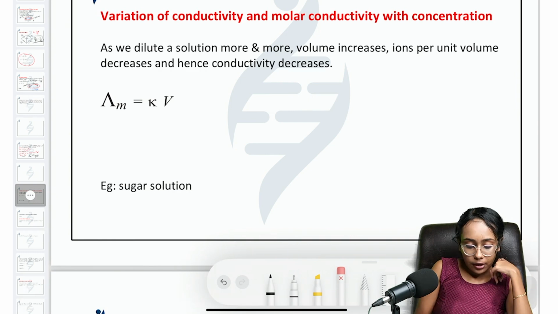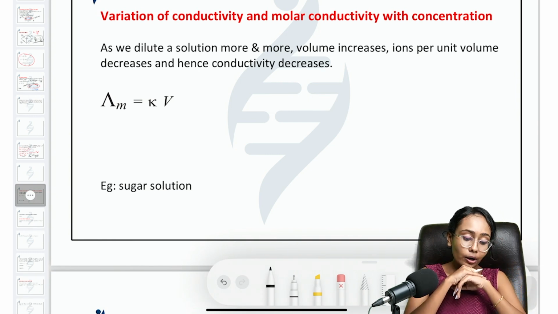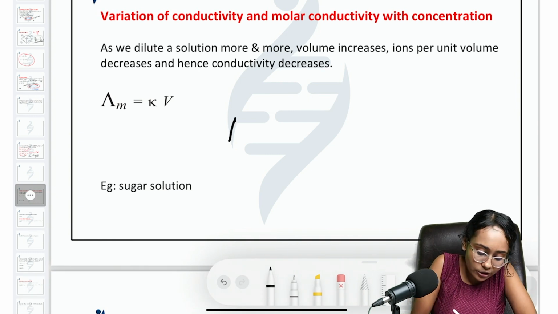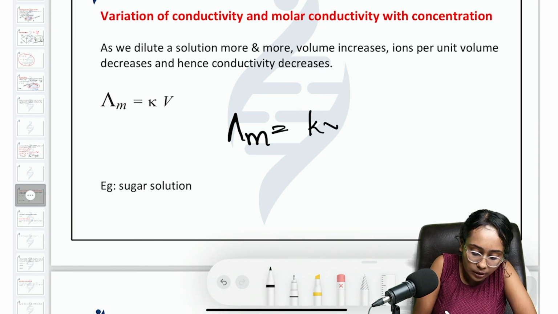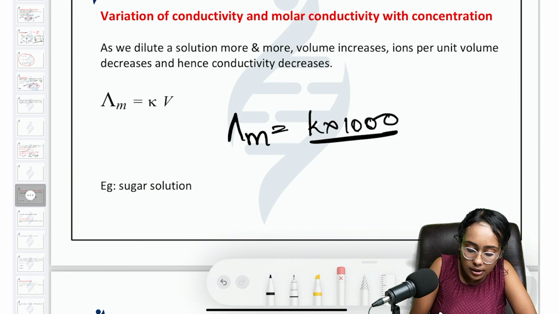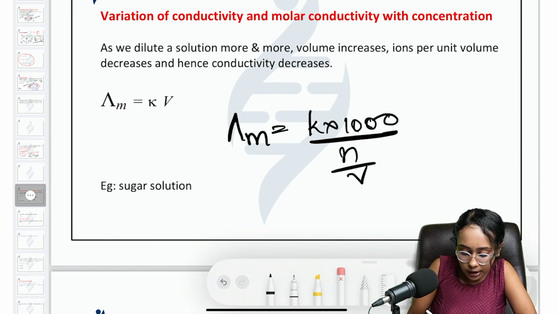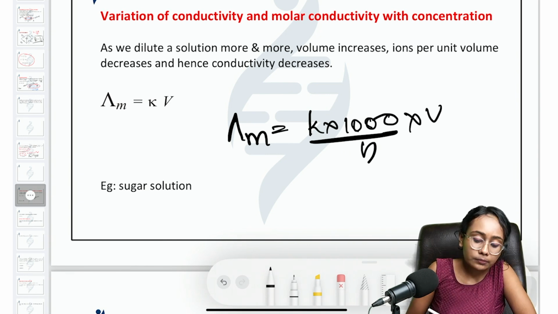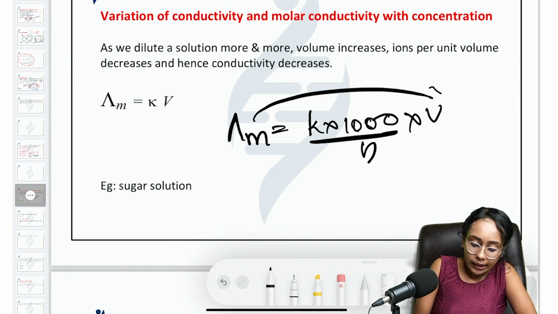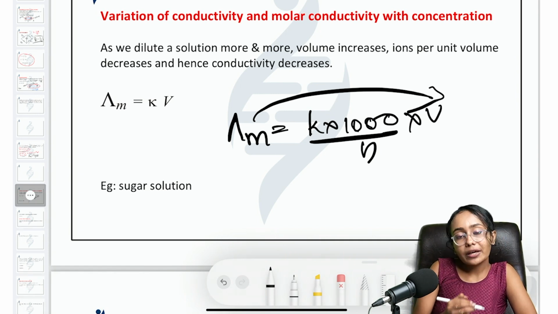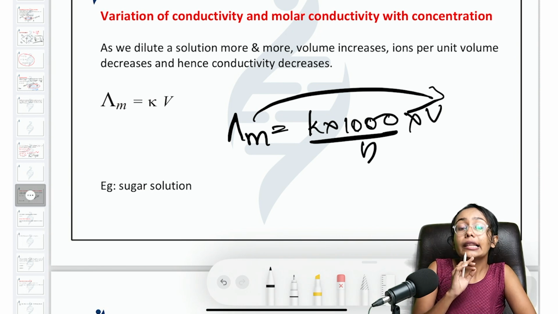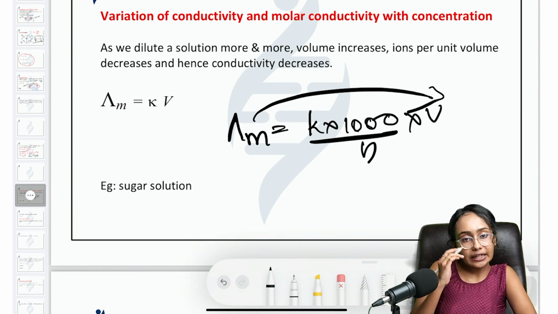Now, what about the molar conductivity? Molar conductivity, the equation is given by lambda m equal to K into 1000 by M, where M is known as molarity. So we can substitute M by N by V, right? The V can be taken upward, so it becomes into V by N. So lambda m is directly proportional to V. As volume increases, the concentration decreases. We know that. But the molar conductivity increases.